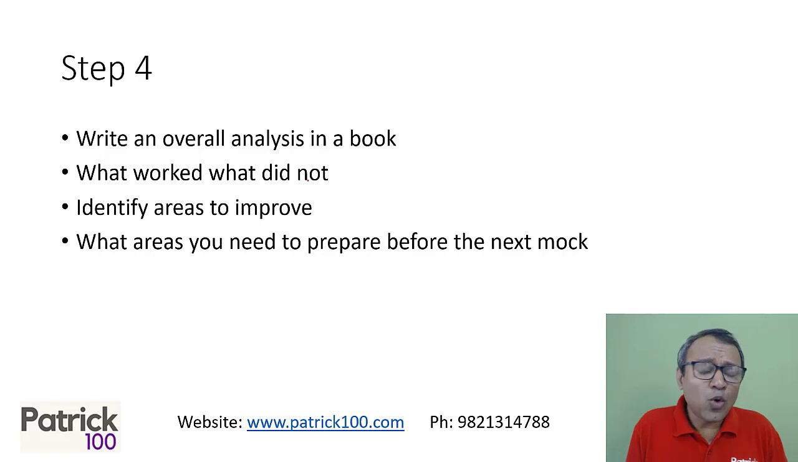Write down what worked and what did not. For example, this strategy worked: if I go slow in the verbal, it helps me to get more accuracy. Or if I go with a two-round strategy, it helps me. So find out what worked and what did not. Also, identify areas to improve. There could be some areas, like, oh, I've gone wrong in geometry, I think I need to work on the concepts there. So identify areas to improve or areas to experiment, like, I need to work on the strategy with regards to the verbal section.